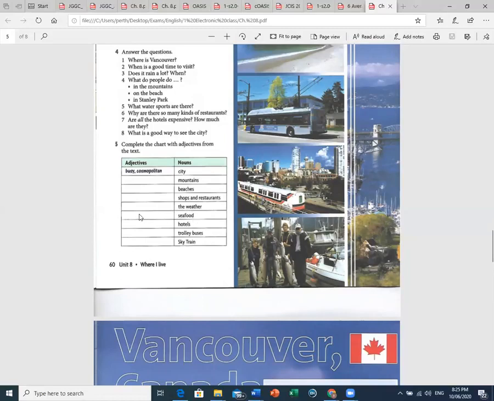The seafood, delicious and fresh. The hotels, excellent and expensive. And also there are some cheap hotels. The trolley buses, slow and old. The sky train, fast and modern.